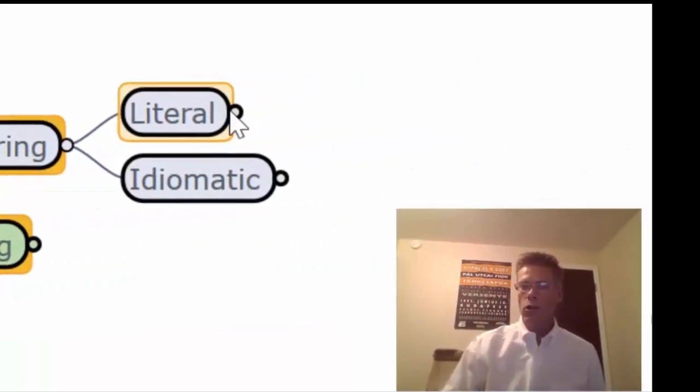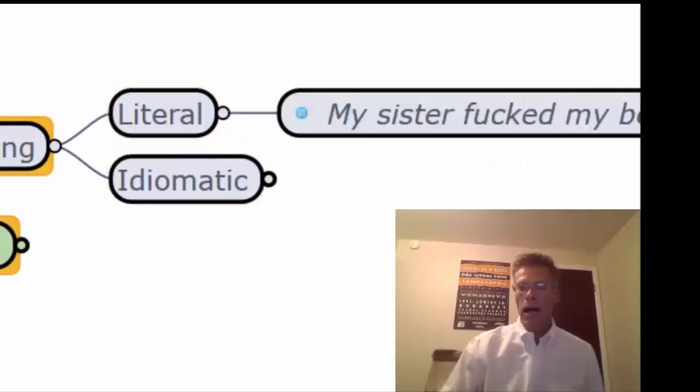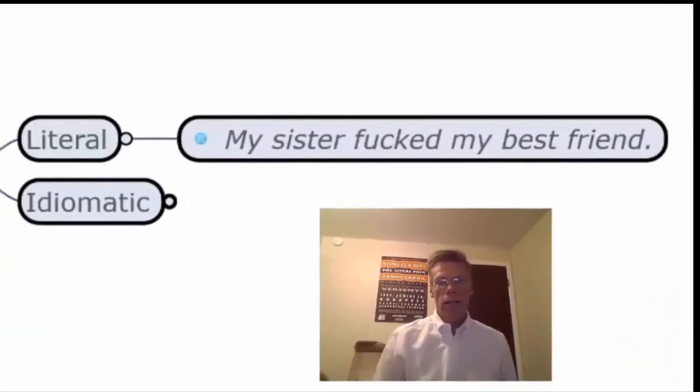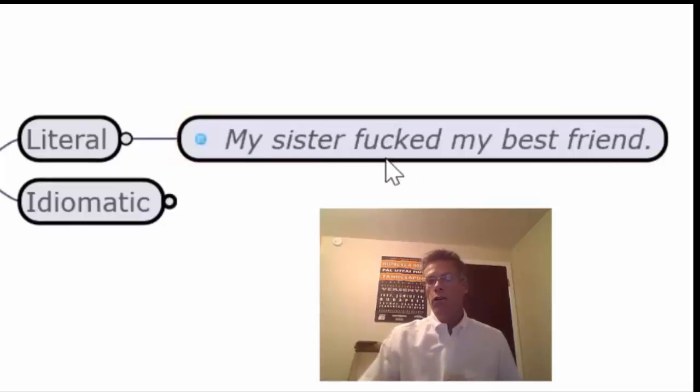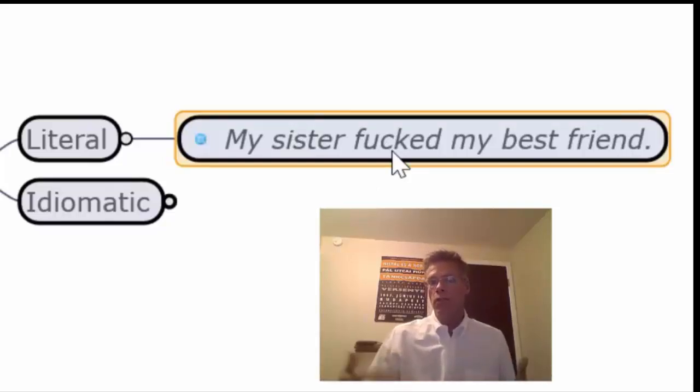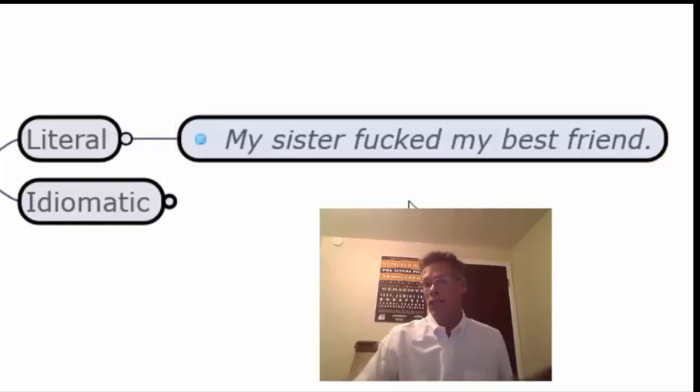But we could look at, for example, the literal meaning of fuck as its sexual sense, that is, of copulation. So, my sister fucked my best friend. And notice here that in order to evaluate whether that's a true statement or not, fuck is necessary. It's necessary to be included in the statement in order to determine whether it's true or false. If we left it out, it would be a different sort of statement, one that really wouldn't be evaluable. It would be something like my sister, my best friend, and that's a very different sort of statement.